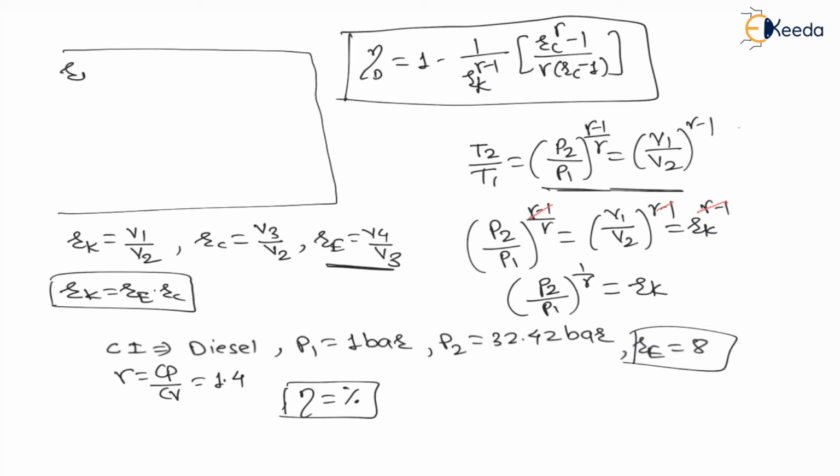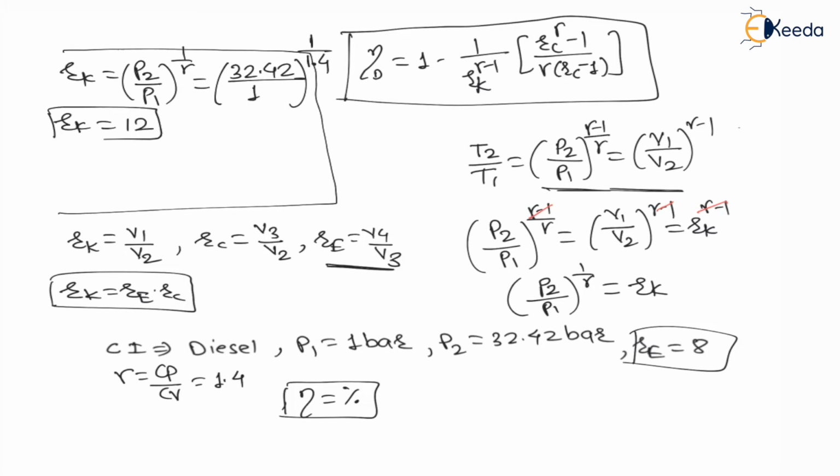Therefore RK is equal to (P2 divided by P1) raised to 1 upon gamma, which is nothing but P2 is 32.42, given in the question, divided by P1 is 1, raised to 1 upon 1.4. So from this you will find the compression ratio, that is RK, which is nothing but V1 divided by V2, and you will get the answer as 12. Therefore compression ratio is equal to 12 and gamma is 1.4.